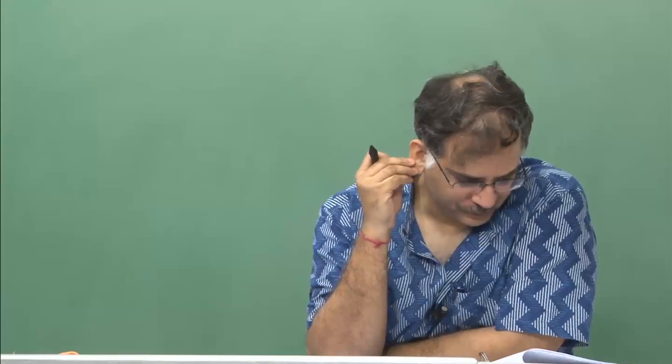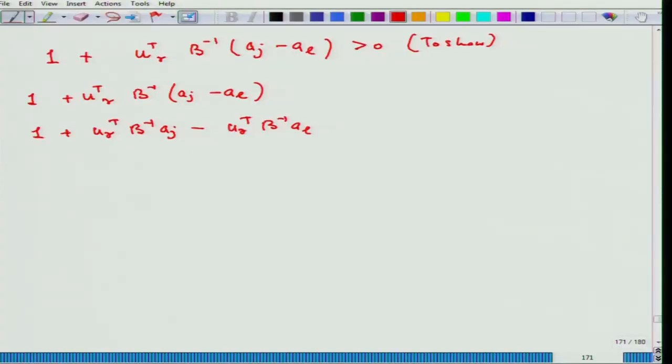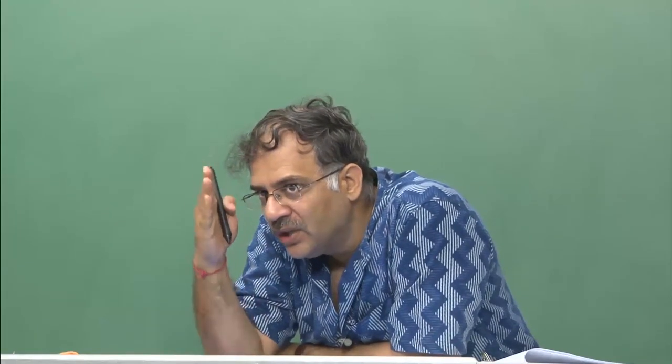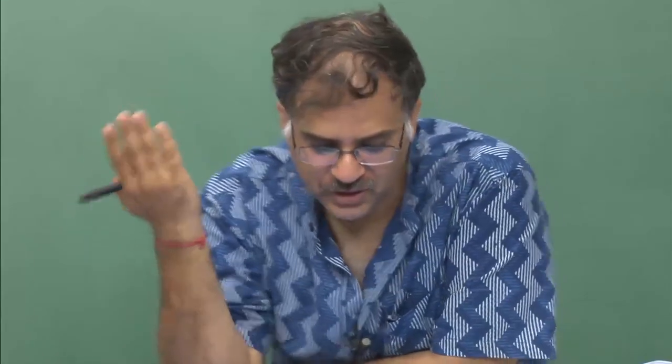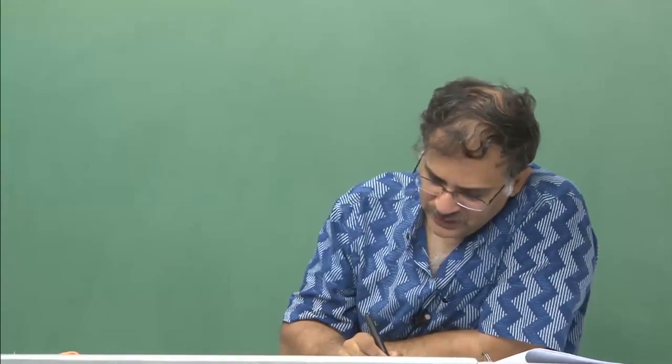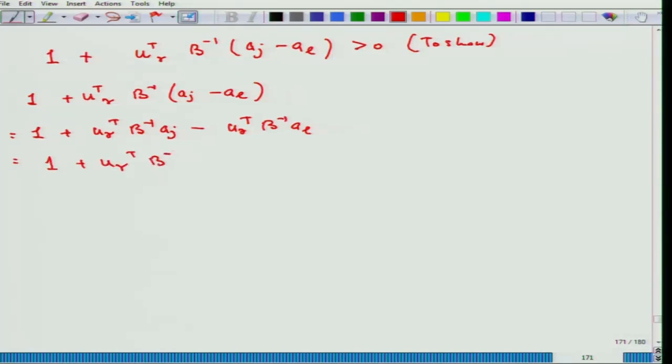A L is actually the column that you are replacing. If you look at the basis matrix, A L is one of the columns, at the rth position in the basis matrix. Now, if you do B inverse B, you get the identity matrix, which you know very well. What would happen if I operate the inverse, B inverse, on the rth column of B? It will give me the rth column of the identity matrix, which is nothing but U r in this case. So, this is equal to 1 plus U r transpose B inverse A j. But this is just 1. So, I will cancel these two.